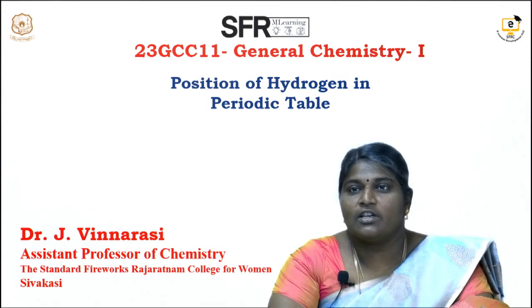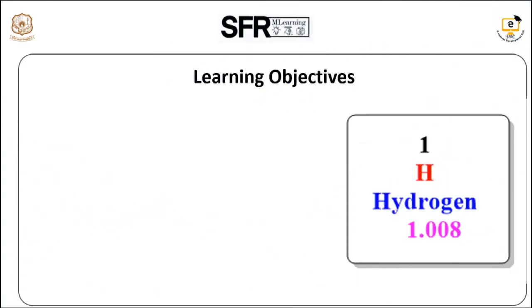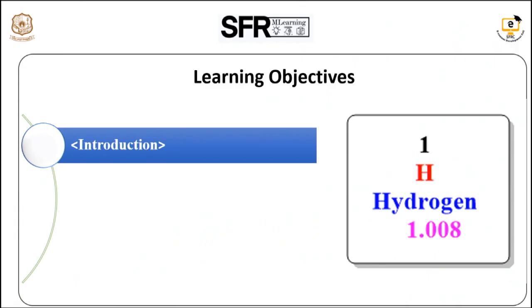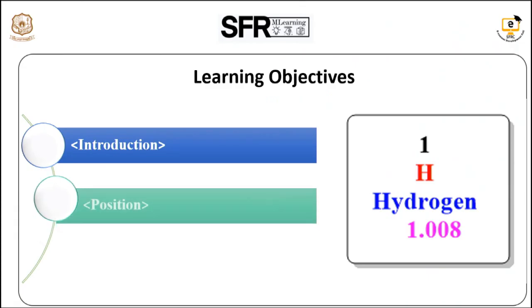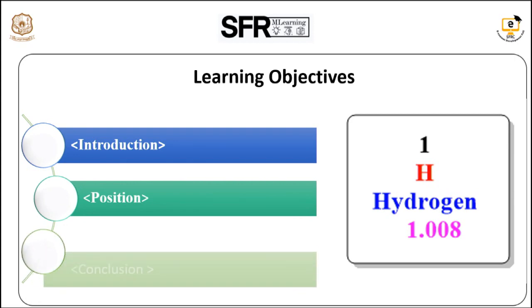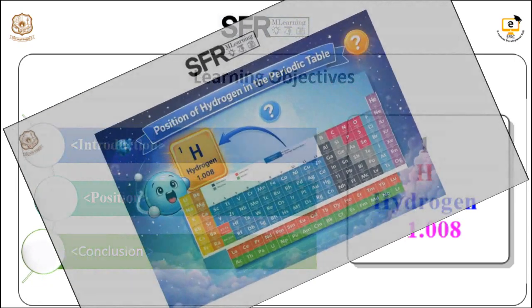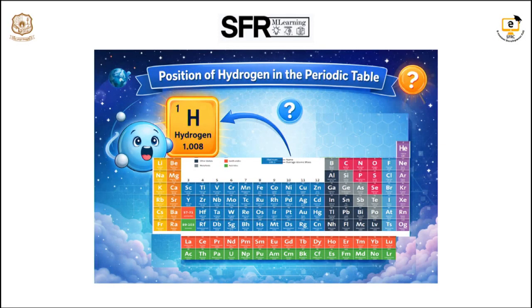Today we are going to see about the position of hydrogen in the periodic table. First, introduction: how hydrogen is placed in the periodic table. Next, position, then conclusion. This is the modern periodic table. How are the elements arranged? They are arranged in s block, p block, d block and f block.